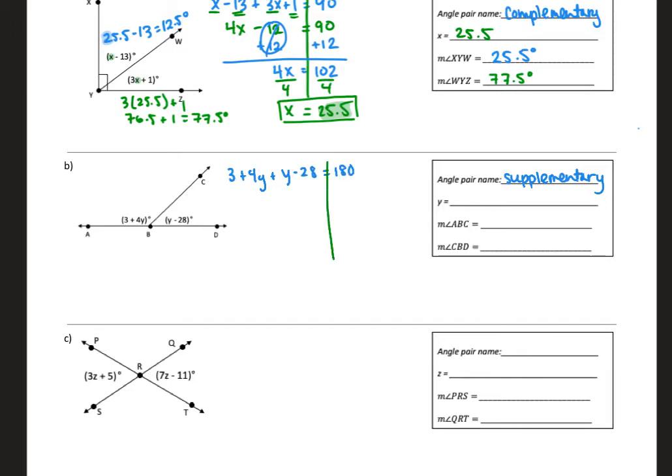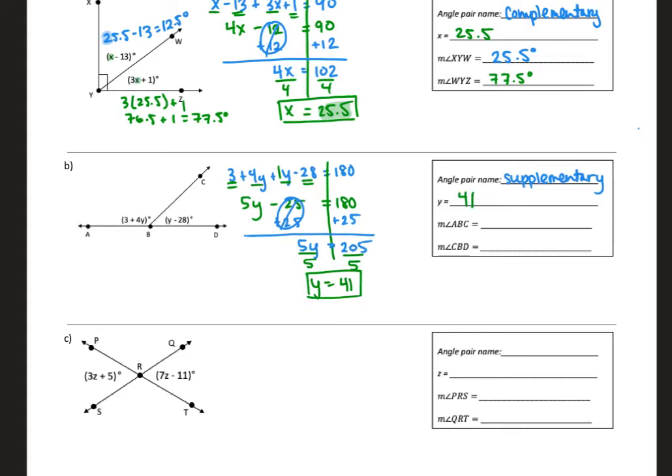And now we solve. Combining like terms, I can combine my y terms. So 4y and 1y make 5y. And then I have my numbers. 3 and negative 28 is negative 25. And now we add 25 to both sides. So we have 5y equals 180 plus 25 is 205. And then the last step, divide both sides by 5. So 205 divided by 5, you get 41. So y equals 41 degrees.